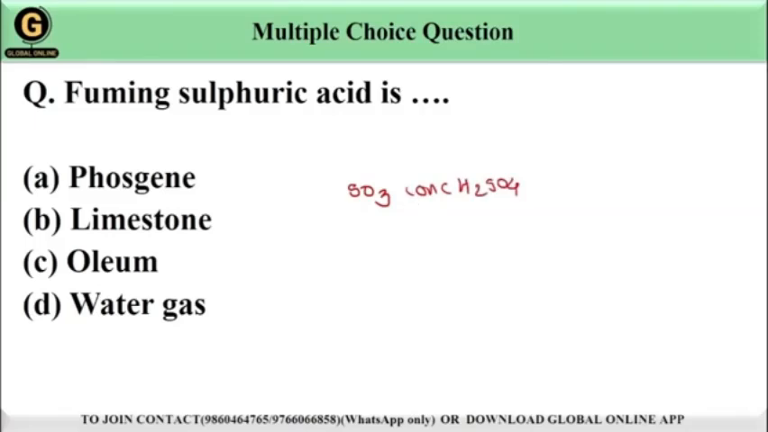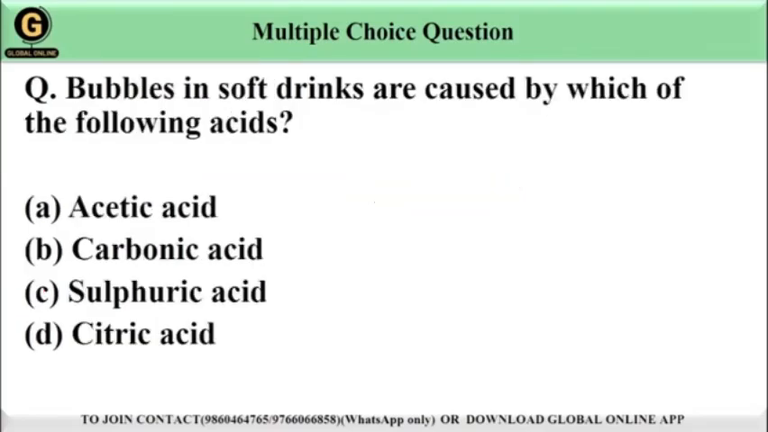So as it releases fumes, it's called fuming sulfuric acid. Oleum is used in chemical manufacturing processes such as producing sulfuric acid and making other chemicals. It is highly reactive and must be handled carefully. So the correct option of this question will be option C, oleum. So the fuming sulfuric acid is called oleum. Remember, it consists of sulfur trioxide and concentrated sulfuric acid. Understood? Let's move on to the next question now.